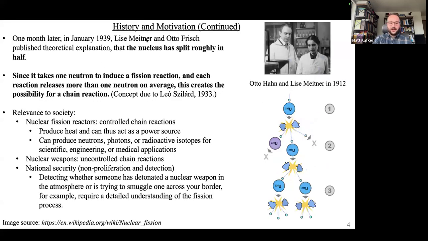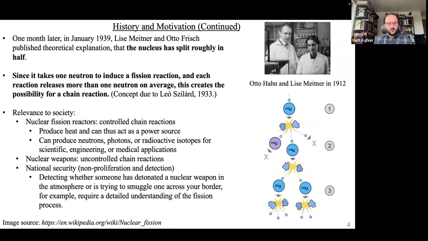And just 1 month later, which is kind of interesting when you think about what modern academia looks like, Lise Meitner and Otto Frisch published the theoretical explanation. At the coarsest level of what was going on, the nucleus has split roughly in half.